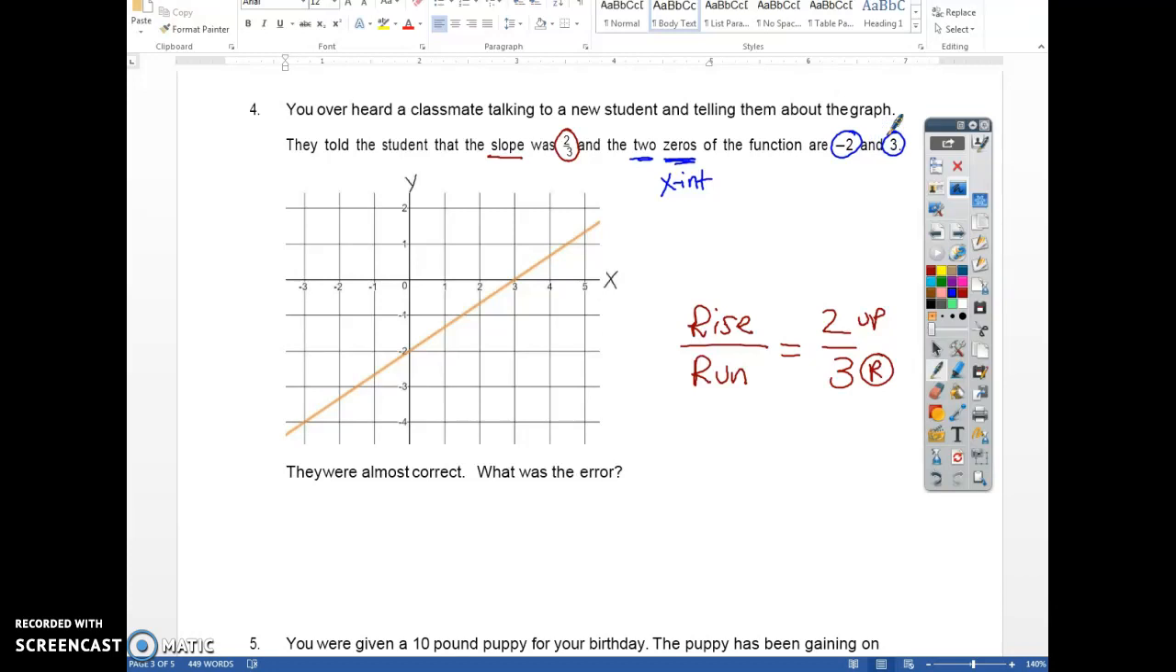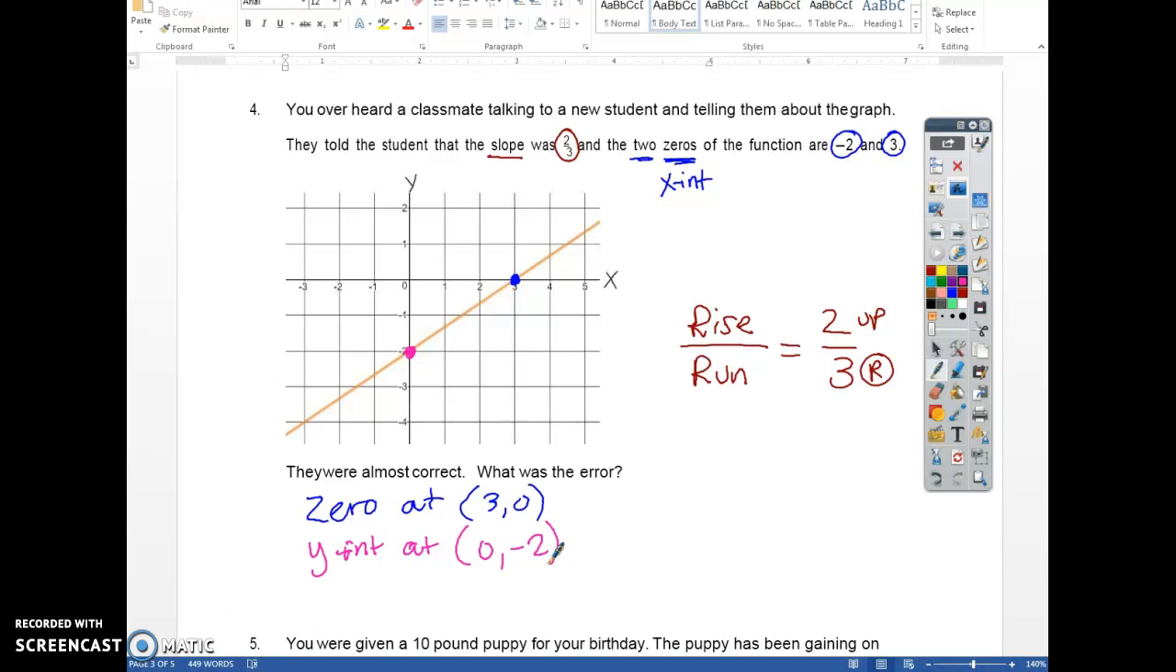So first of all, what is my 0? 3. It only has 1 0. So the 0 is at (3, 0). And it only has 1. So that student messed up right there. So what's that other? The -2 is not a 0. What is it? It's the y-intercept. So the y-intercept is at (0, -2). So that's where the student messed up.